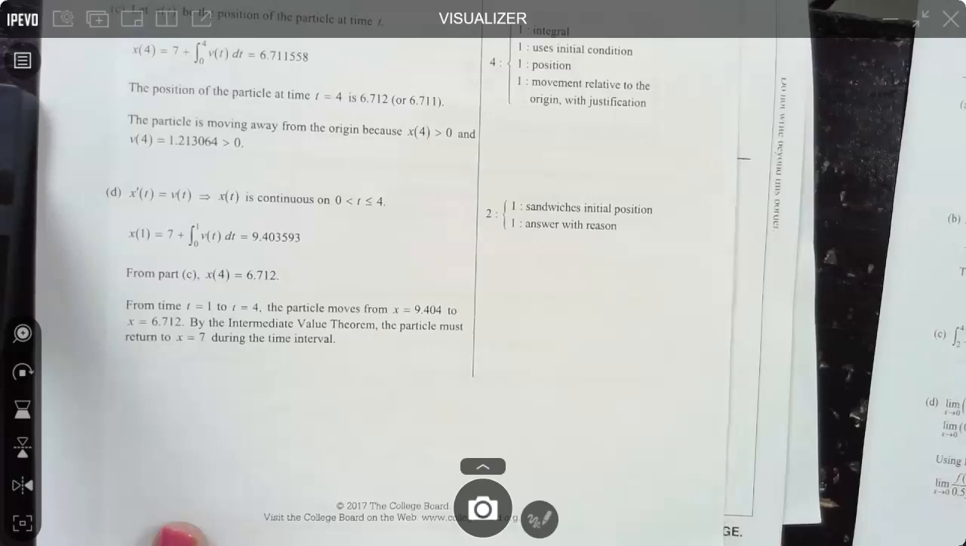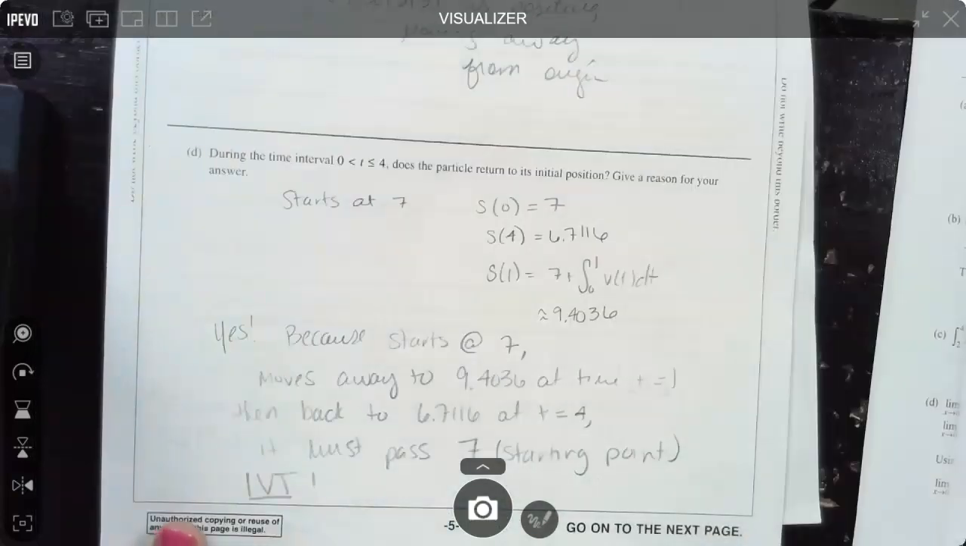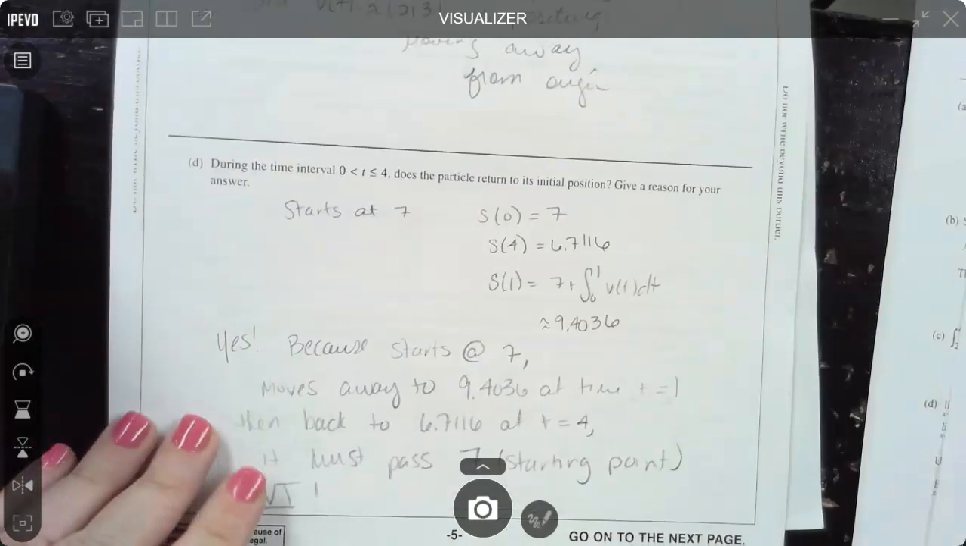I might give you a point for that. Do yourself a point back. All right, questions about number 1? Y'all ready for number 2?